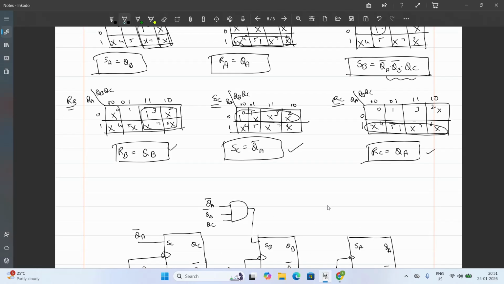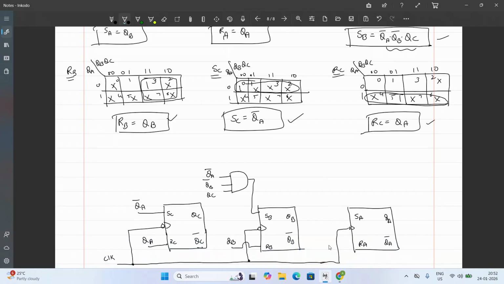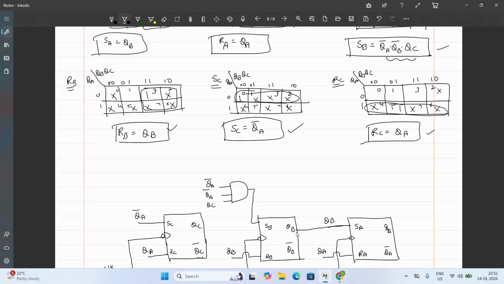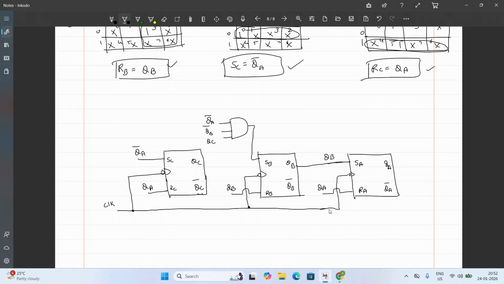And coming to RA, it is again QA. And SA is QB. Since QB is right here, you can show a direct connection like this, QB to SA, and show that SA is equal to QB. Or else you can just show a single line and write the value QB also. So your circuit is complete.